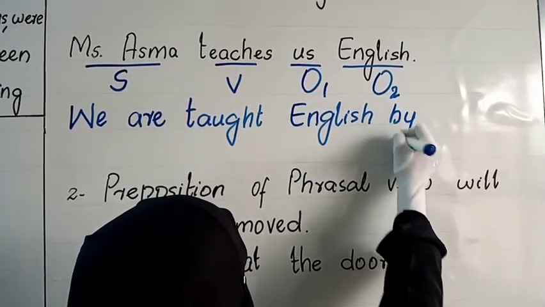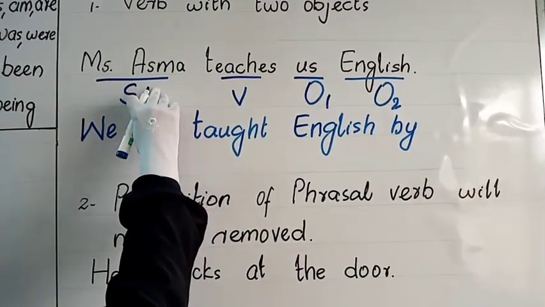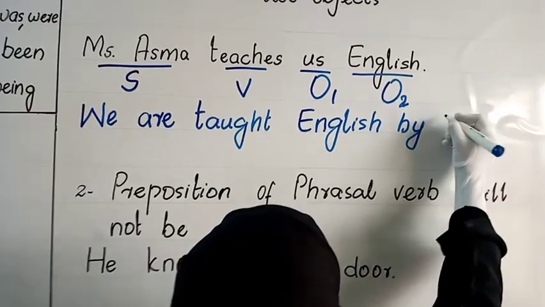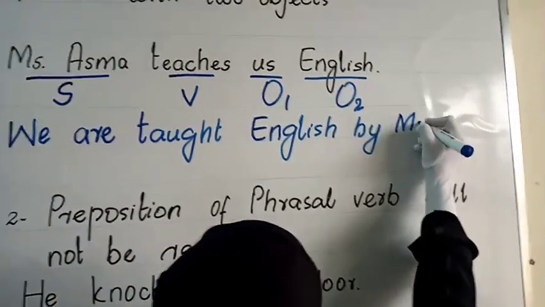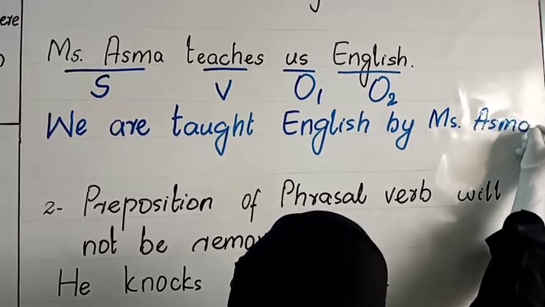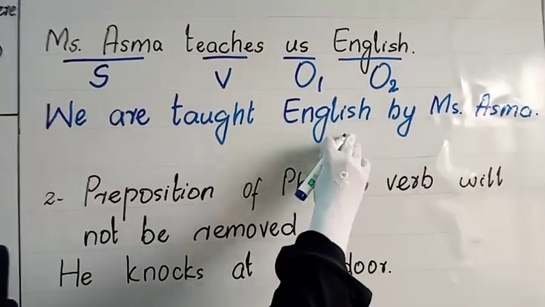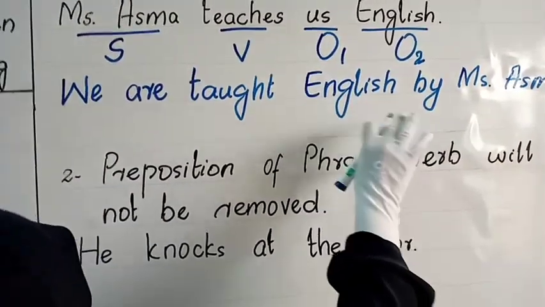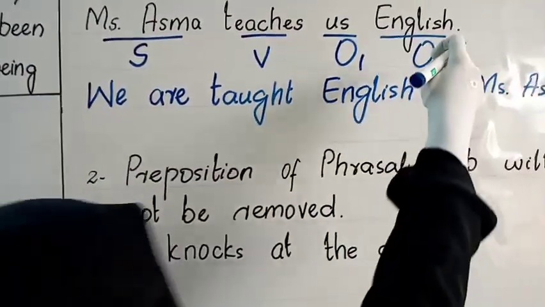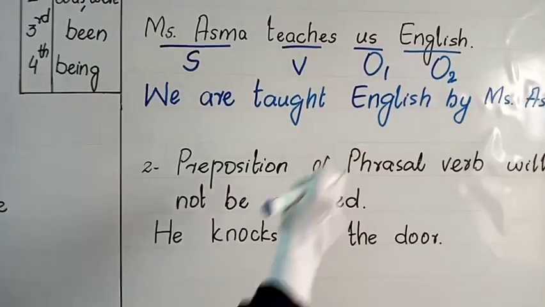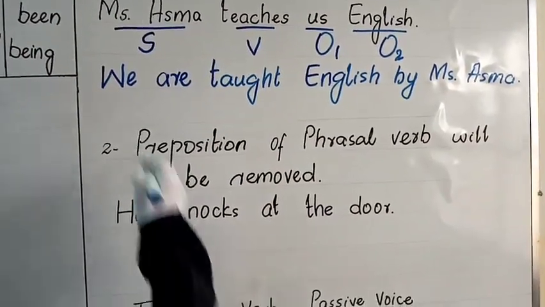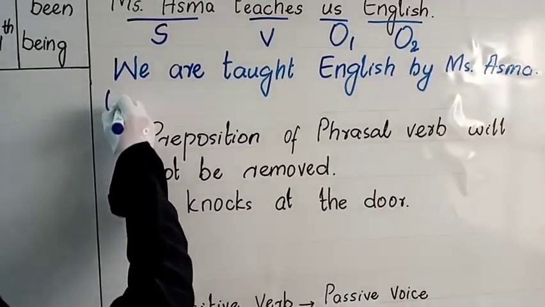Now write English here. We are taught English by. This subject will now become a new object, by Miss Asma. So you can see that object number 2 will remain the same, will not be changed. We use only one object. We can also use the other object too. If we are using English as the object, it will be English.